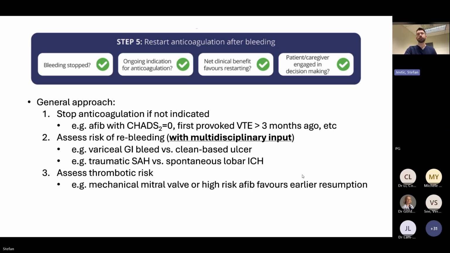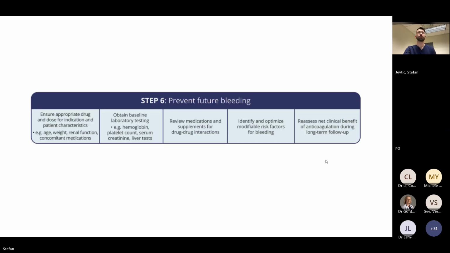And then there's thrombotic risk. So again, mechanical mitral valve or aortic valve, particularly in older generation, is a higher thrombotic risk, or a high CHAD score AFib like 5 or 6. Okay, and then always steps to prevent future bleeding. So safety plans, dose adjustments as needed, and reviewing medication lists for any drug-drug interactions.